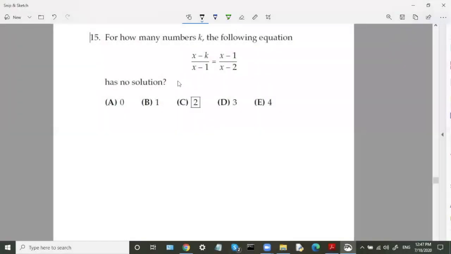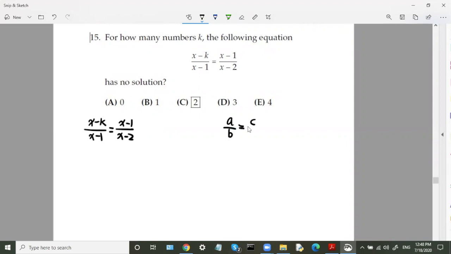Problem 15. For how many numbers k does the following equation have no solution? Okay, so we have the equation (x − k)/(x − 1) = (x − 1)/(x − 2). So we can use cross product to rewrite this equation. So cross product, let's review.